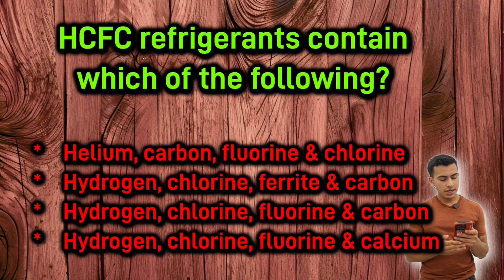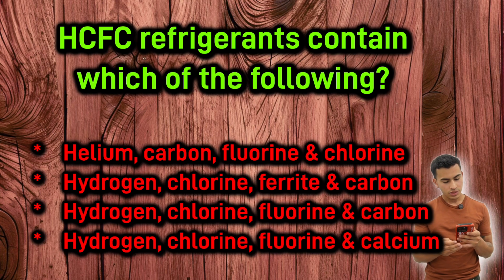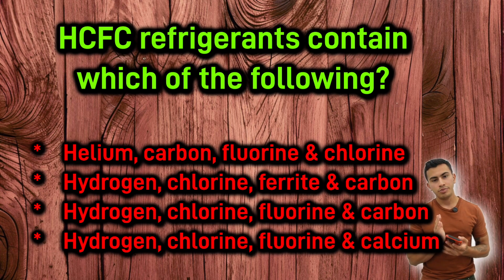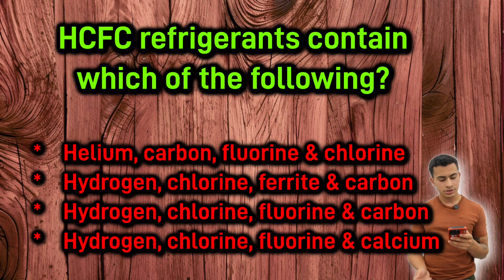Next, HCFC refrigerants contain which of the following? Basically go down the line. H is hydrogen, C is chlorine, F is fluorine, and C is carbon. So the answer for this one will be C, hydrogen, chlorine, fluorine, and carbon.